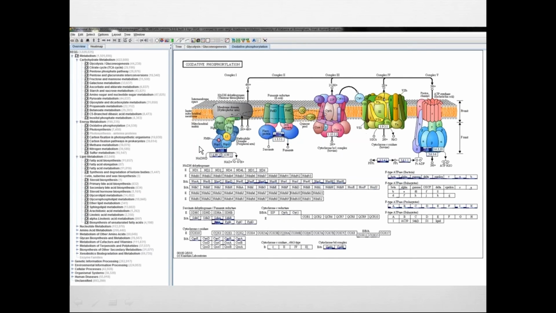So now we can get an idea of why a particular microbial population might be associative or causative of a particular disease by looking at the metabolism that might be altered as a result of the presence of particular sets of microbes in an individual.